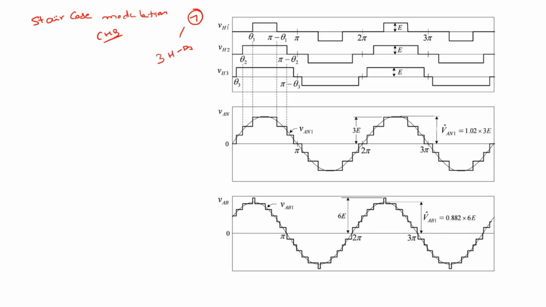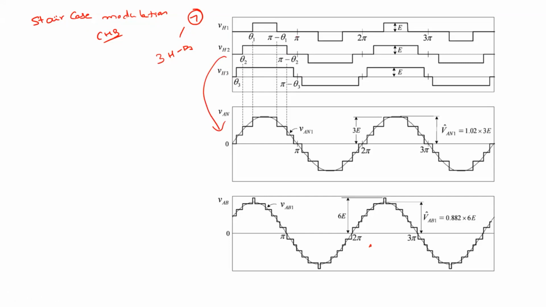Right. So these are the outputs of the first H-bridge, the output of the second H-bridge, and the output of the third H-bridge. You have placed the outputs of these H-bridges with some angle theta 1, theta 2, and theta 3. If you assume this is pi, this angle will be pi minus theta 1, pi minus theta 2, and pi minus theta 3, right? So here we placed the symmetrical pulses.